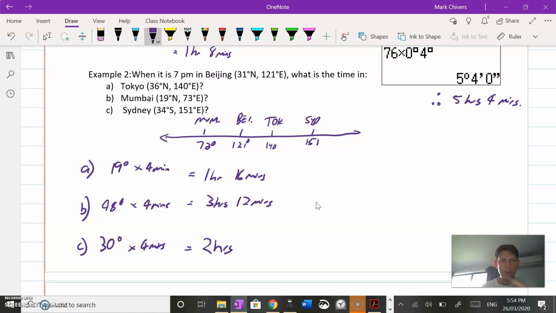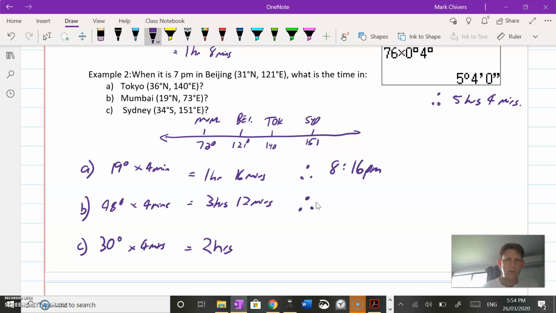Now, that's not the end of this question. We've got to actually find what the time is in those places. So anything further to the east is going to be later in the day. Anything further to the west is going to be earlier in the day. So if we're starting at 7 p.m. in Beijing, Tokyo is further east of Beijing, so it'll be later there. So it'll be an hour and 16 minutes later. So therefore, it's going to be 8:16 p.m.